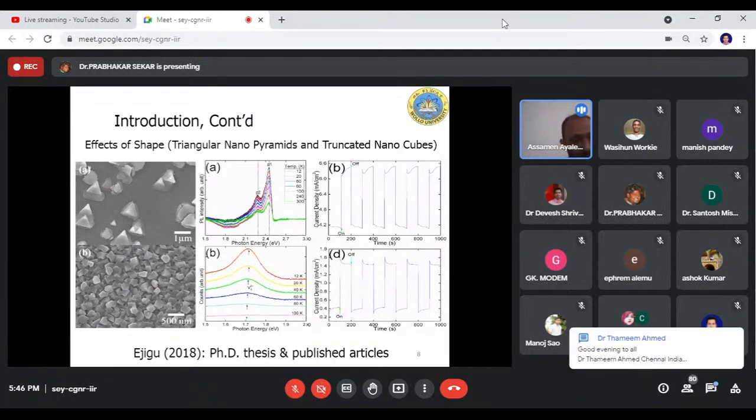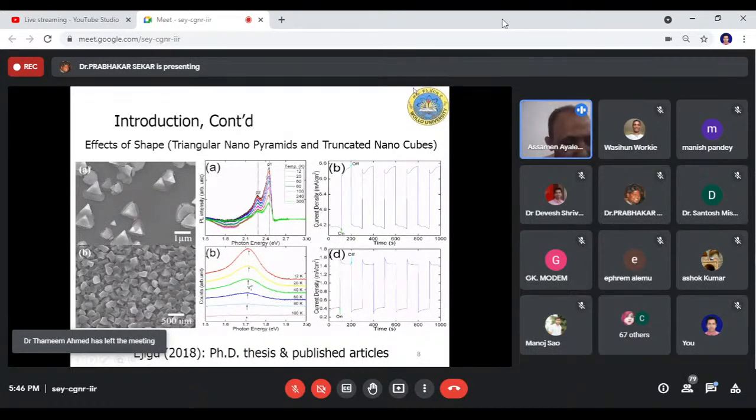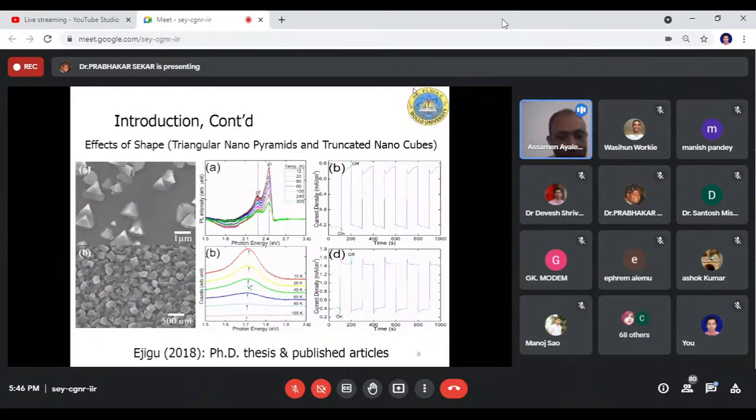For example, the middle figure shows the photoluminescence behavior. The nanopyramids and the truncated nanocubes showed different photoluminescence behaviors. In the case of nanopyramids, you can see two main photoluminescence peaks. But for the truncated nanocubes, only in the visible light range, around 700 nanometers, we observed photoluminescence. This shows that even if the materials are the same and the sizes are almost the same, the difference in shape leads to really different properties.